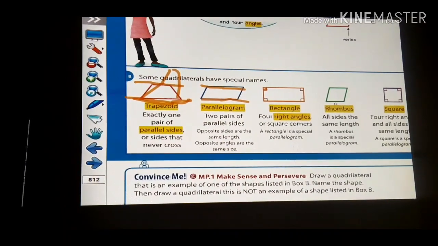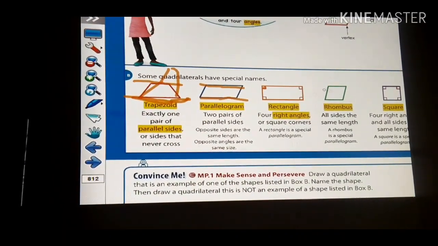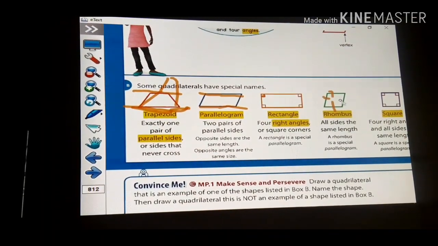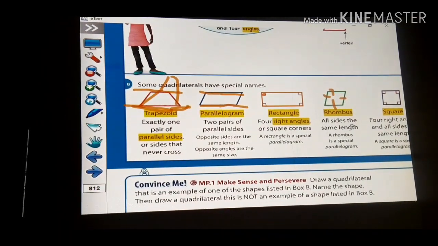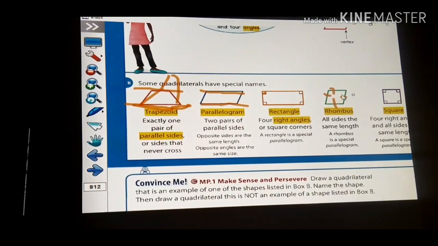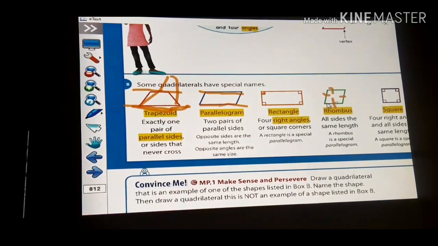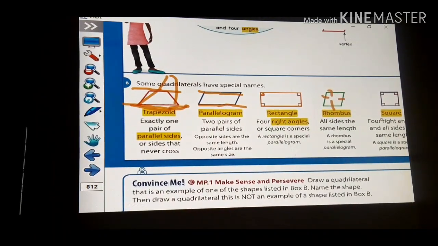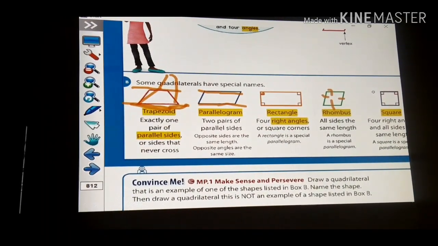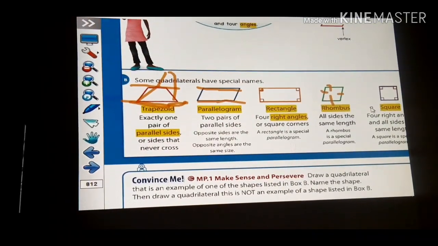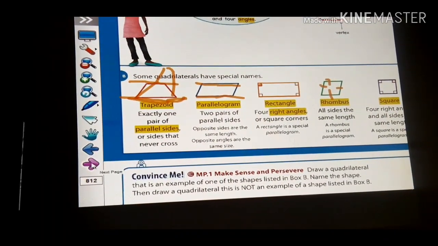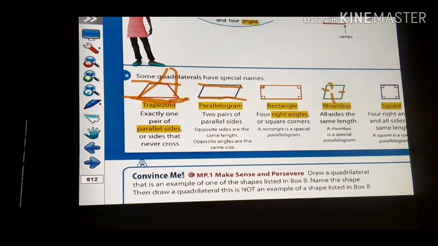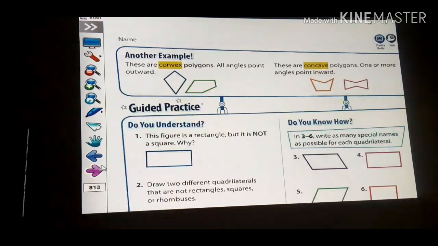How about the rhombus? In the rhombus, all sides are the same length. Look, it's like a square. 1, 2, 3, 4. All the sides are the same length. But the only difference between the square and the rhombus is that the rhombus doesn't have any right angles. The square is a special shape because all the sides are the same length and it also has four right angles. So again, we have trapezoid, parallelogram, rectangle, rhombus, and square. Okay, let's start our lesson today.